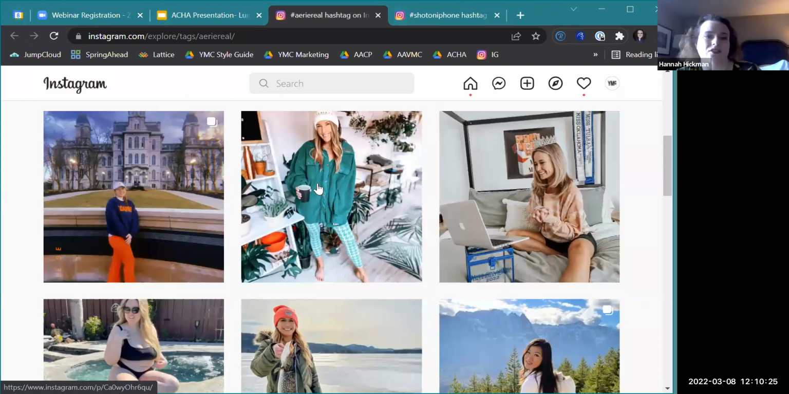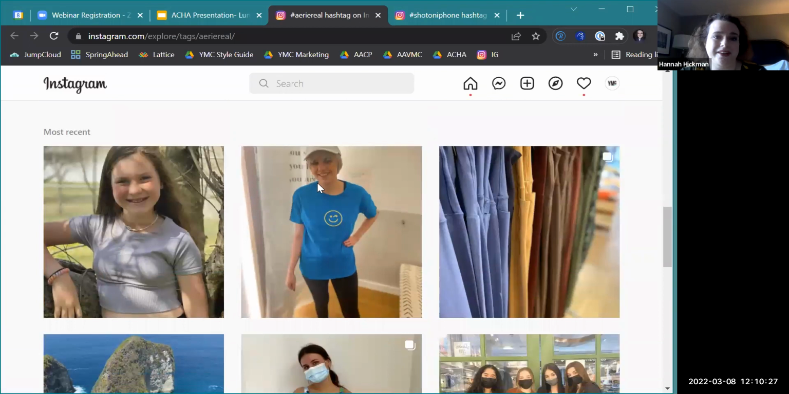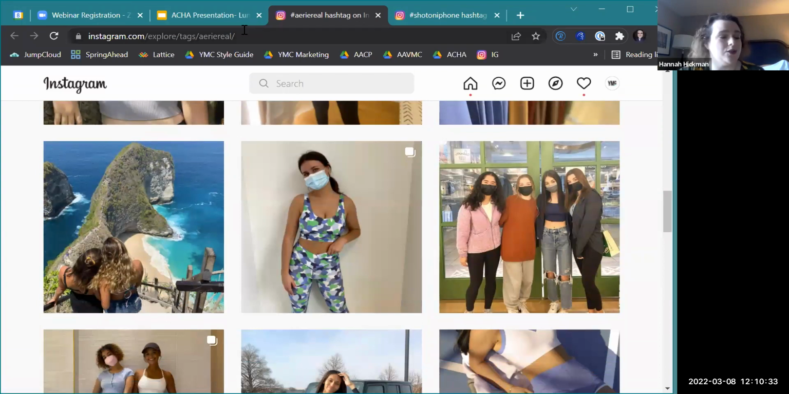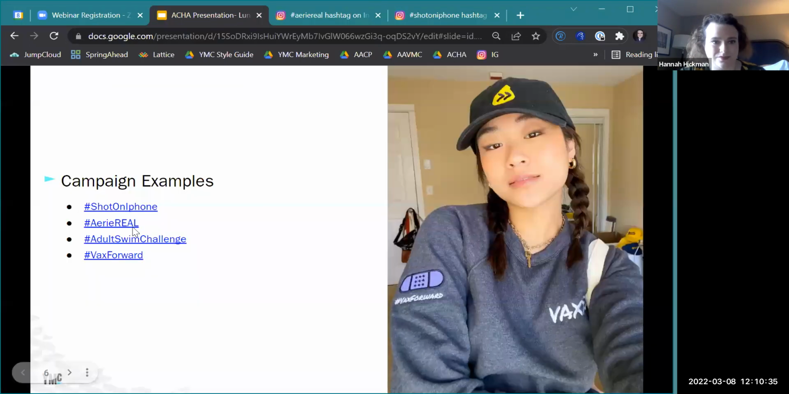As you can see, there are over 300,000 posts. People are very happy. It's associated with the brand, also a very low lift. And some of these creators were also featured as models in future campaigns.